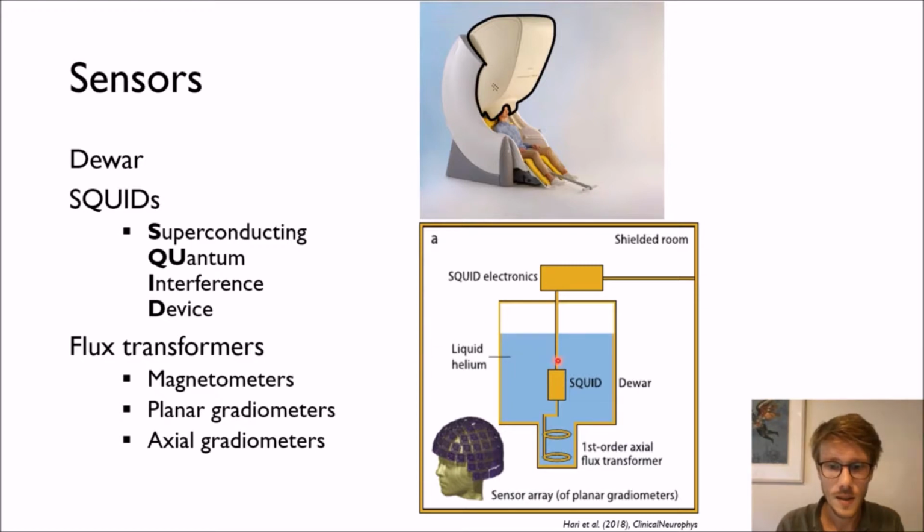And because the SQUID is a superconducting device, to keep it superconducting, it needs to be in an extremely cold environment. So that's why the entire dewar is filled with liquid helium. And the liquid helium evaporates slowly, but about every week the dewar needs to be refilled with another batch of liquid helium.